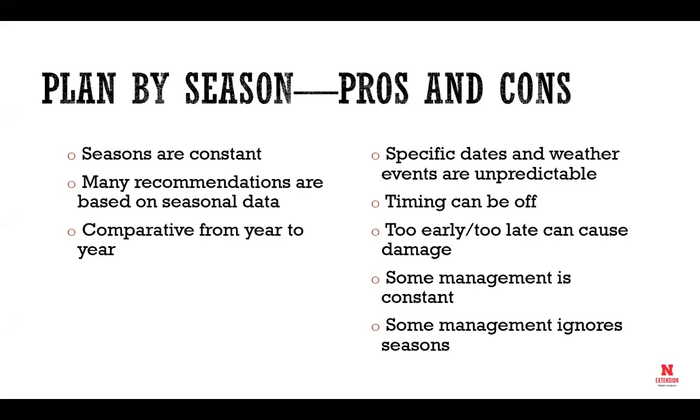And many of the recommendations that you'll see, especially if you go broadly, looking at recommendations regionally as an example, they're based on the seasonal data, precipitation and wind and all those things. It's seasonal, all right? It's also comparative from year to year. Well, geez, what happened last year? What happened this year? Who has snowdrops flowering?